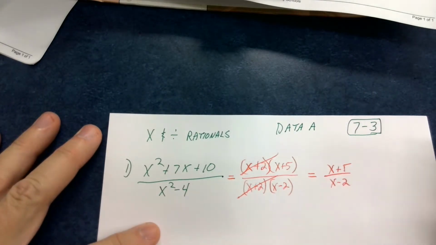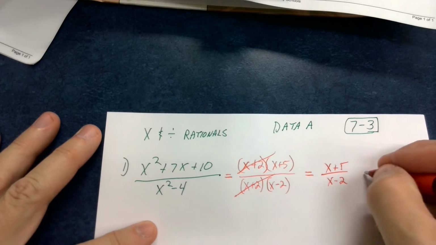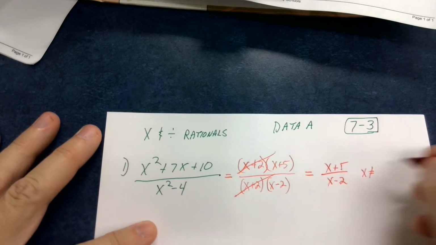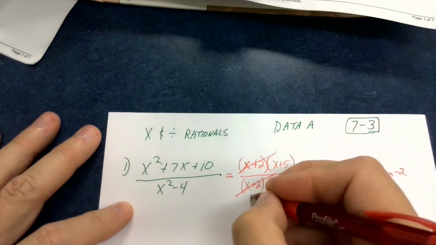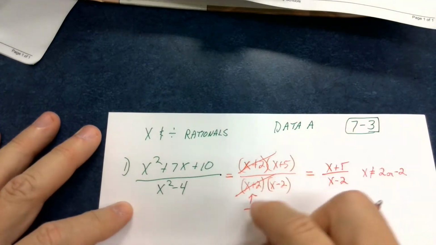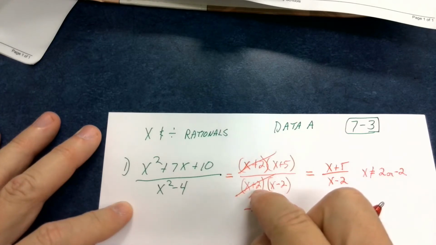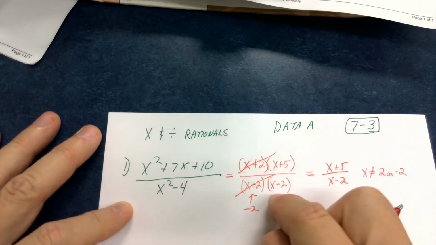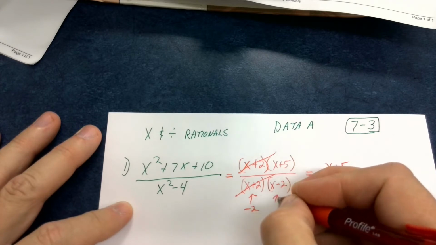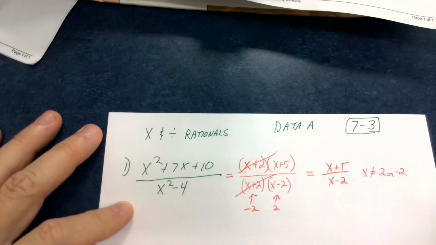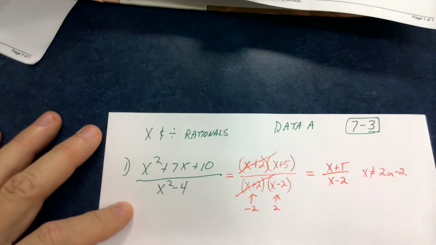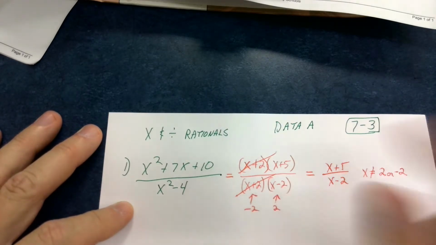And we also have to define things that are not allowed. So x is not equal to 2 or negative 2. And that comes from right here. The negative 2 comes from this one, because negative 2 plus 2 would be 0, and you can't divide by 0. And if I put in here a positive 2, the opposite of what is in here, that can't equal 0 either, because 2 minus 2 is 0, and 0 times anything is 0.